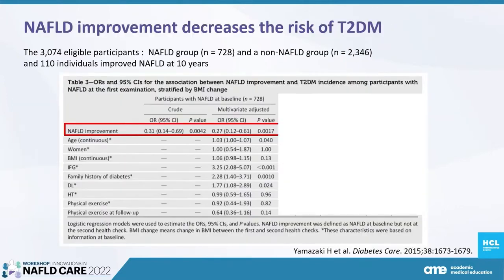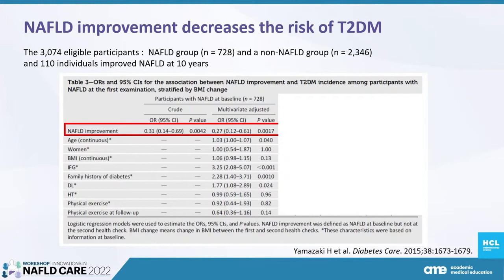And this has been also shown in another study coming from Japan. This is a retrospective study. So again, there's some limitation. It's a pretty large number of participants, 3,000 patients. These are data from healthcare data. You see that 700 patients had NAFLD, 2,346 patients did not have NAFLD at baseline. And during a follow-up of 10 years, there's approximately 100 patients that improved steatosis.